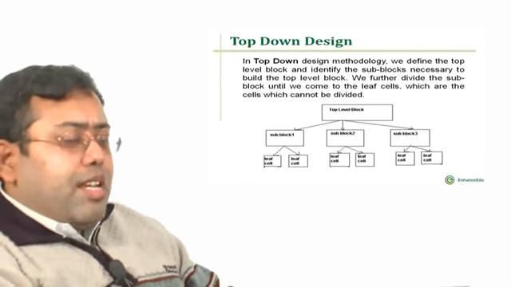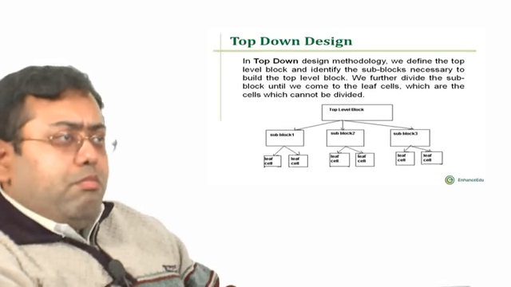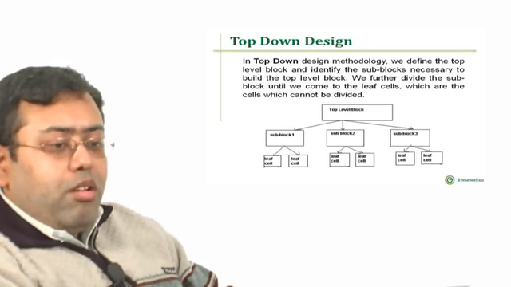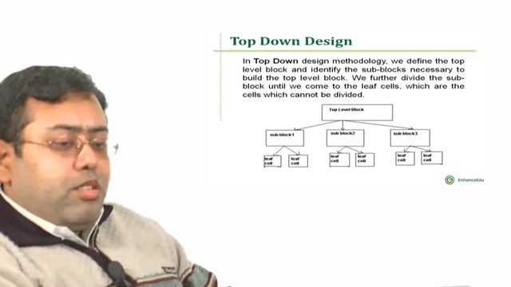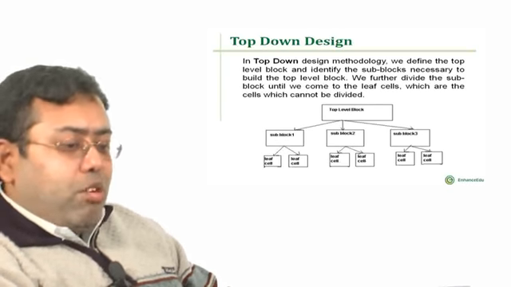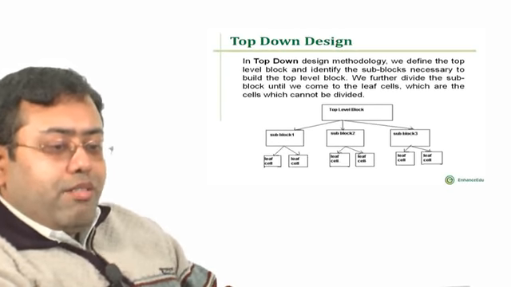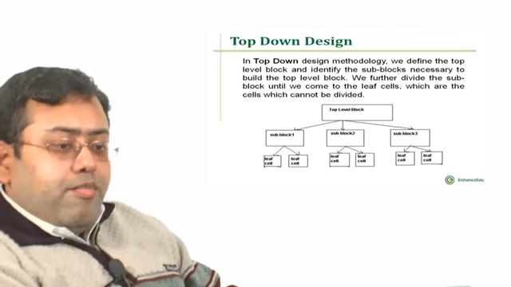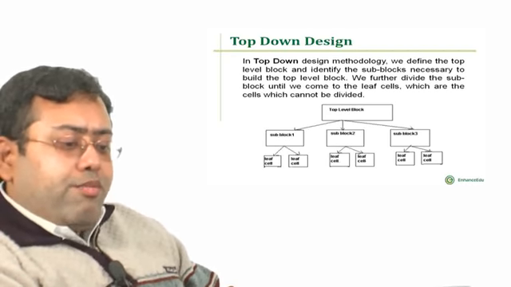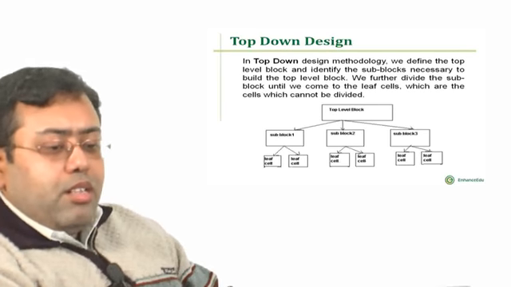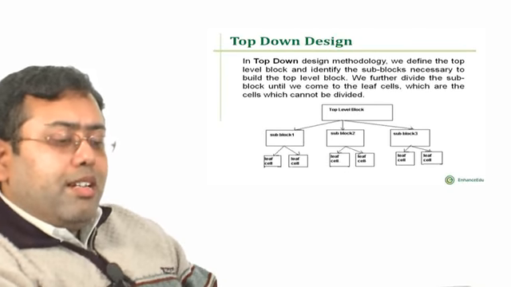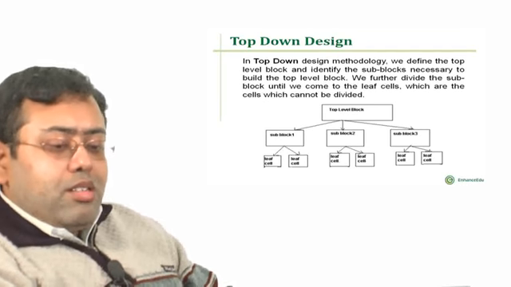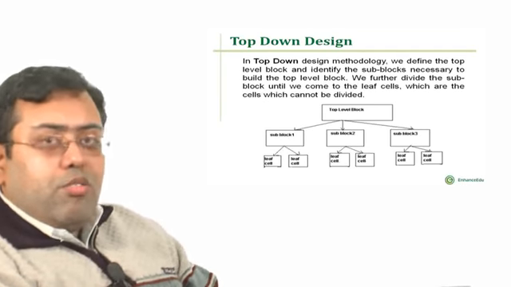In the top-down design methodology, we first define the top level block and then keep on rapidly decomposing the modules into sub-blocks and sub-sub-blocks, ultimately arriving at the elementary level blocks, which are called the leaf cells. The leaf cells are those cells which are fundamental enough such that they cannot be divided. So in the top-down design philosophy, we aim at dividing the modules repeatedly until we arrive at the leaf cell level, such that we reach modules which cannot be further subdivided.